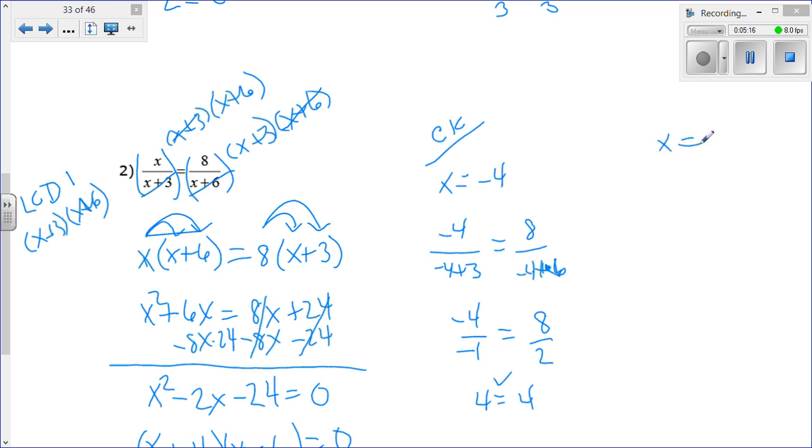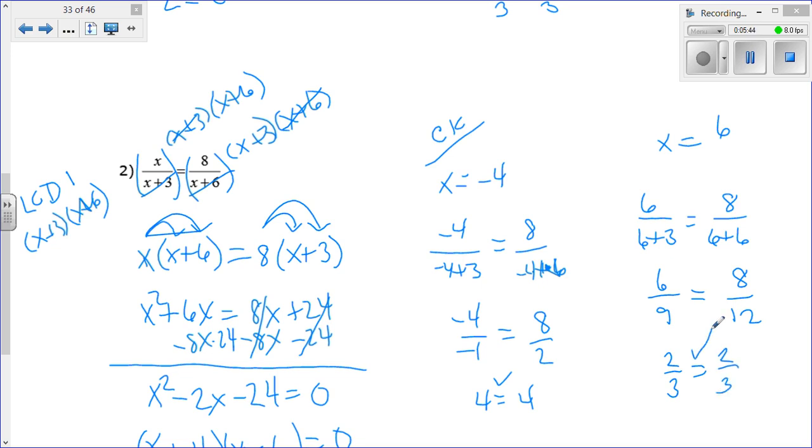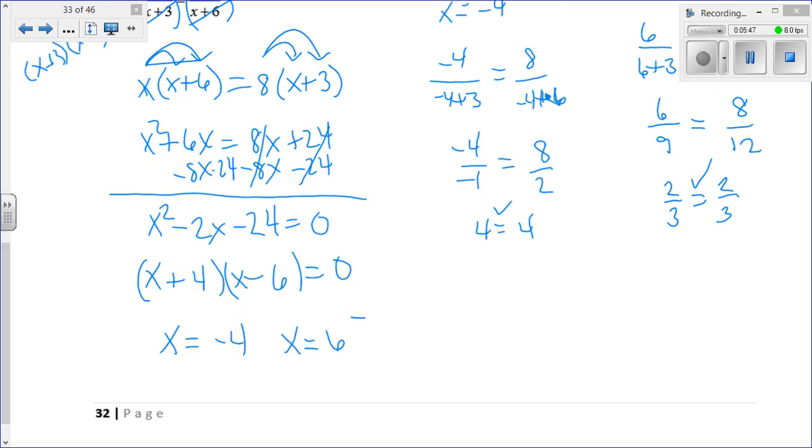Then I have to do the check for 6. So when I put in 6 for x, I have 6 over 6 plus 3 equals 8 over 6 plus 6. So I have 6 over 9 equals 8 over 12. If I reduce 6 over 9, 3 goes into both of them, so I have 2/3. If I reduce 8 over 12, 4 goes into both of them, I get 2/3. So that works. So that means both of my answers work. Nothing is rejected. And we move on.